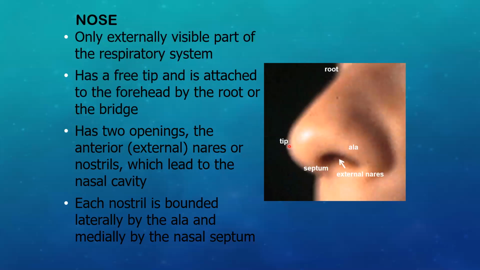Root, tip, two ala. These are known as the ala of the nose. Ala is plural, so two ala of the nose. Then the anterior layers are covered by nasal hairs, also known as vibrissae. This part of the septum, separating the two nasal cavities, is known as the nasal septum or columella.